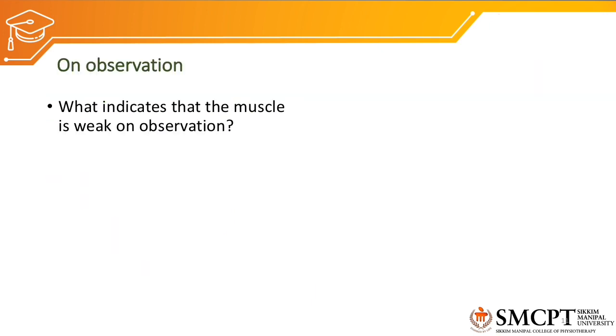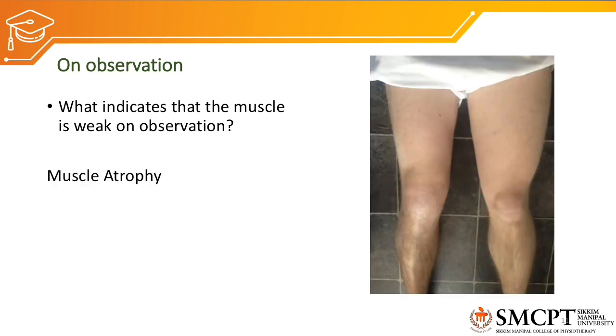Just an observation: how can we know that the muscle could be weak? During observation, without even touching or examining the patient, just by looking at the limbs or the structure of the patient, how can we say the muscle could be weak? By identifying the atrophy. So here you can see in the picture, the right limb looks smaller than the left limb. So most probably the right limb, the thigh muscles, has gone for atrophy.